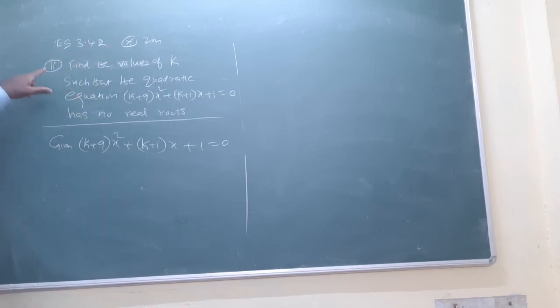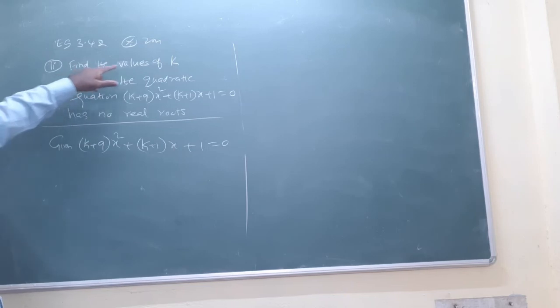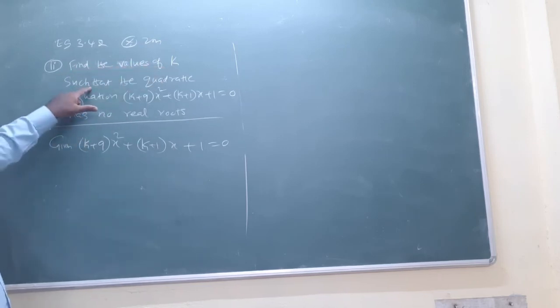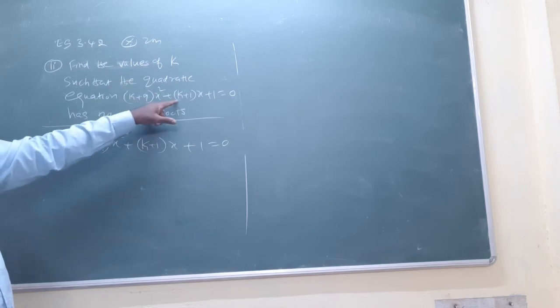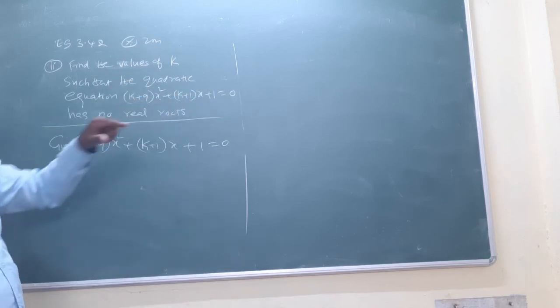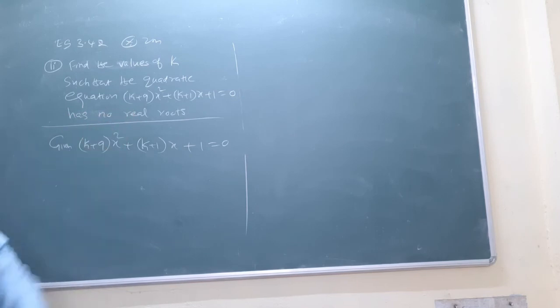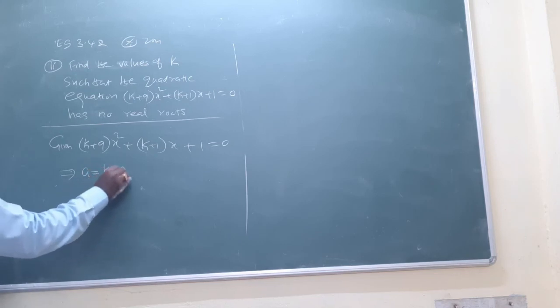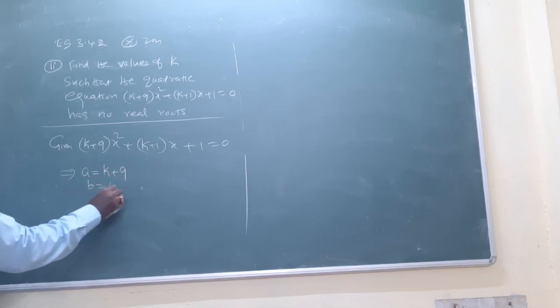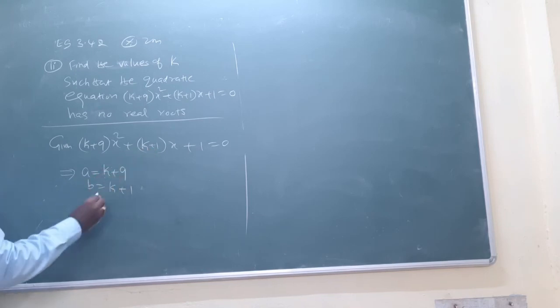3.42, 2 mark question, second subdivision. First is the ordinary concept, that's why you do. Second is somewhat different idea. Find the values of k such that the quadratic equation k plus 9 into x square plus k plus 1 into x plus 1 equal to 0 has no real roots. Now the same concept. What is a? A equal to k plus 9. B is k plus 1. Am I right? C equal to only 1.